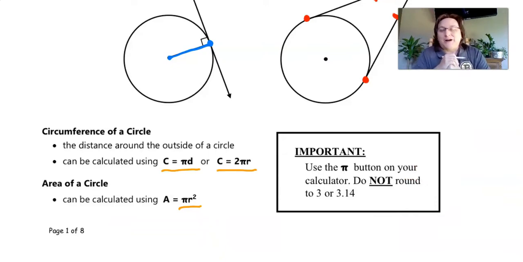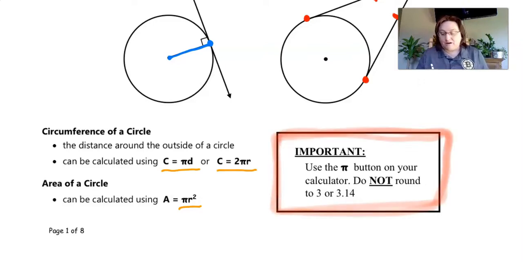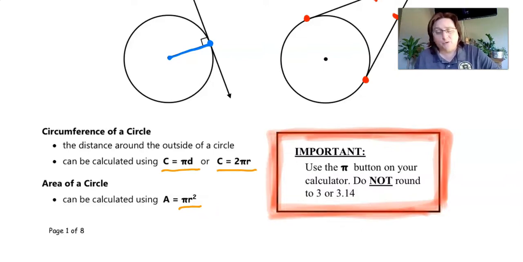Area equals pi r squared. Now, here's something super important in this class. Okay, guys, I cannot stress this enough. When we are using pi, use the pi button on your calculator. Do not round it. Do not use 3. Do not use 3.14. You are going to use pi unless the problem tells you specifically to use 3.14.